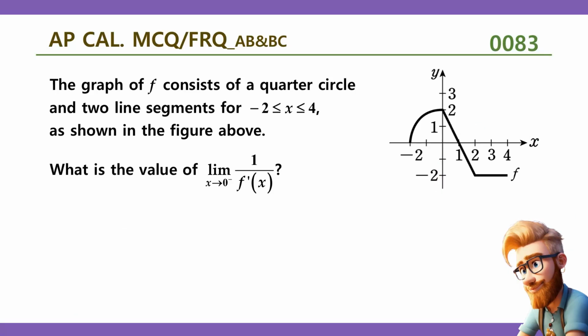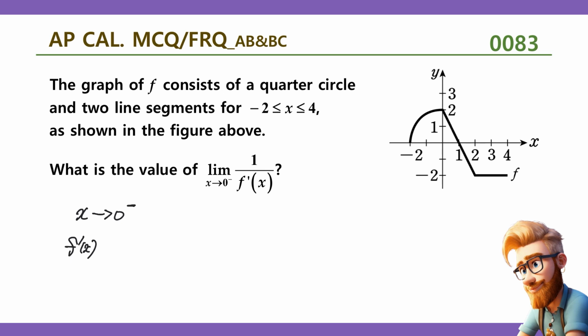Question 83. What is the value of the limit as x approaches 0 from the left-hand side of 1 over f prime x? Okay, as x approaches 0 from the left-hand side, then what about f prime x? What happens to the slope?